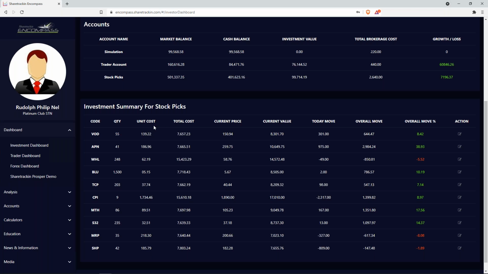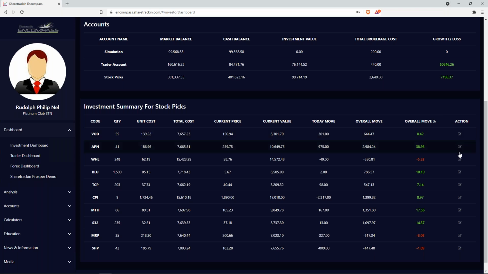Then your total cost, same thing, including brokerage, what I've basically paid for the shares, the current price of the share, the current value of what the share is currently standing on from the time I've bought it, today's movement in cents. So just ignore the decimal after that. So it's today's move in cents, overall move that it's made so far in Rand value, and then the overall move percentage. All right, so that's a percentage movement that the shares has gone up or down since we've bought the shares.